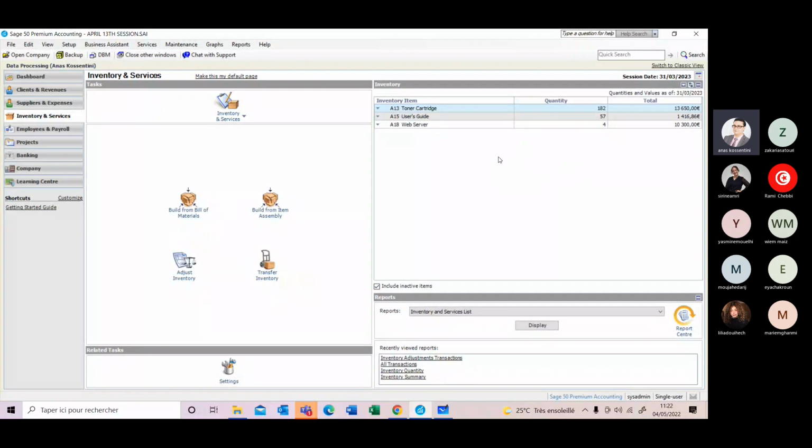Okay, let's assume that we did the physical count. And the physical count report is indicating that 180 units are on hand. So it's not 182. So what shall we do? We have to adjust. You see, guys, under the inventory and services menu, you have an icon that we call adjust inventory. Okay, adjust inventory. You click on.